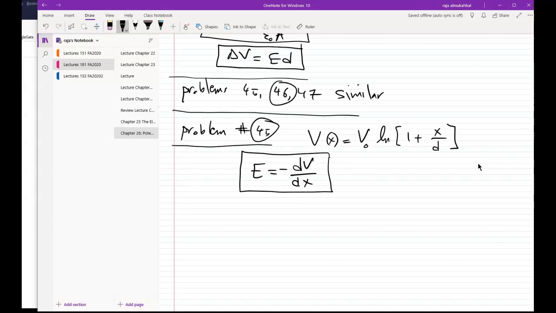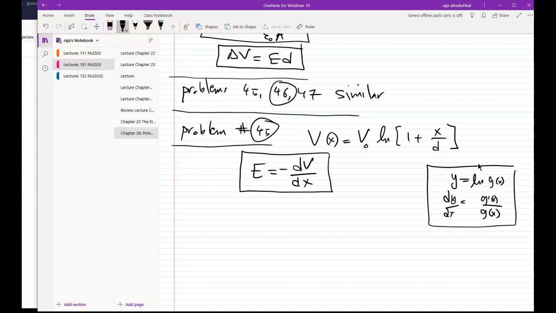So if you remember how to take the derivative of natural log, let me just remind you here. Let's say I have y equal ln g of x. So dy dx is equal to what? It's equal to g prime of x over g of x. That's the rule, right? So the numerator is a derivative of the argument of the natural log divided by the argument of the natural log. You see what I'm saying? And the natural log is gone.